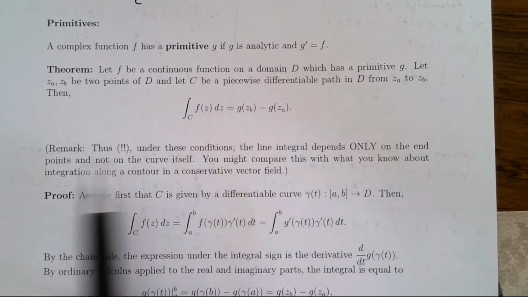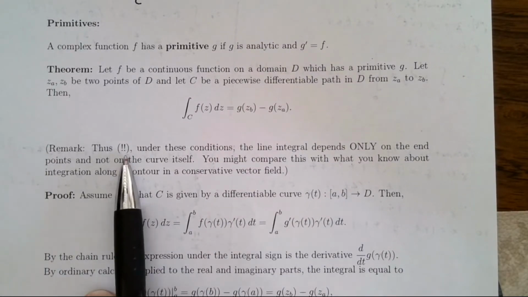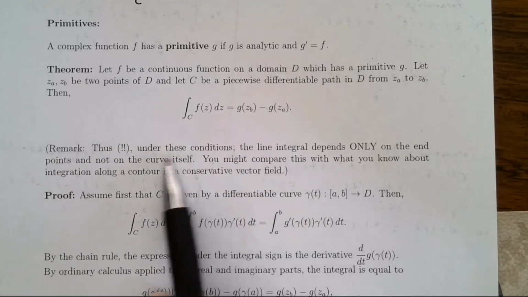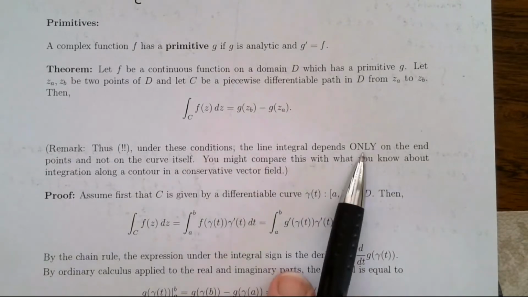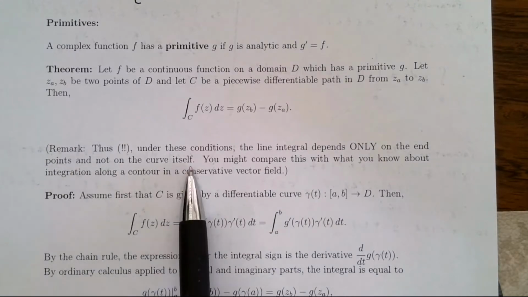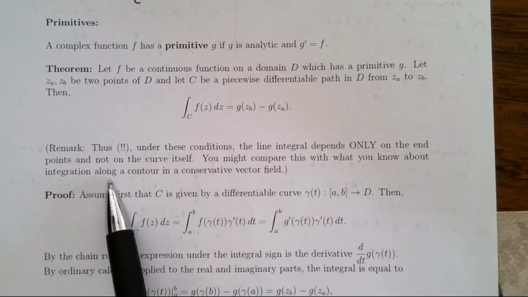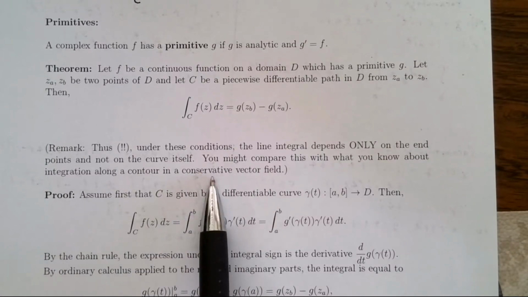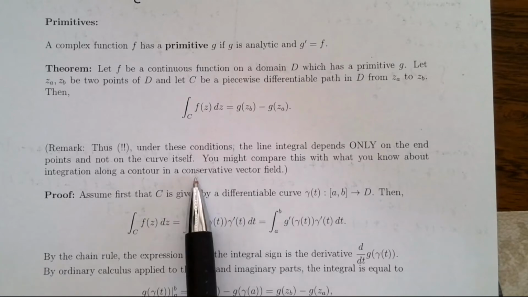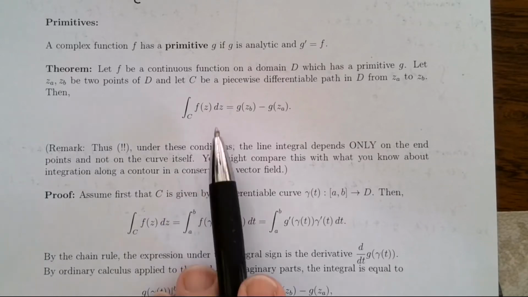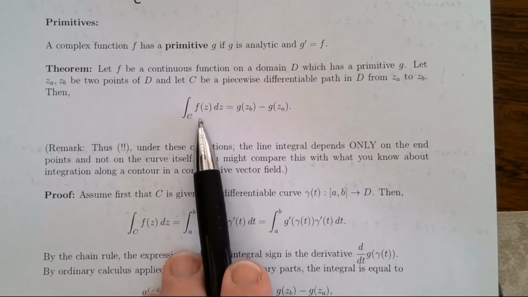Just as a remark here: under these conditions, the line integral depends only on the endpoints and not on the curve itself. And you might like to compare this with what you know about integration along a contour in a conservative vector field if you've done some vector calculus. So this is very nice, but be very careful with the conditions. It says if f has a primitive, and we're not guaranteed it will have one.